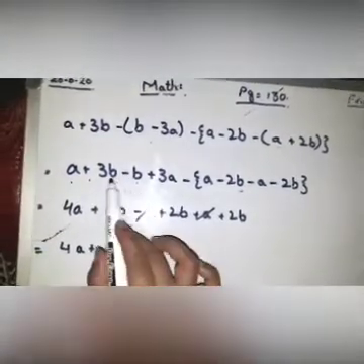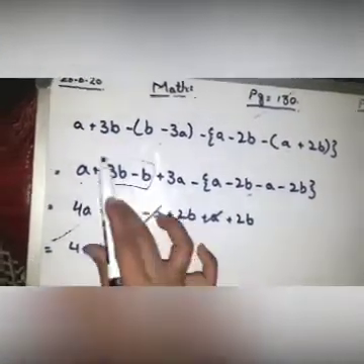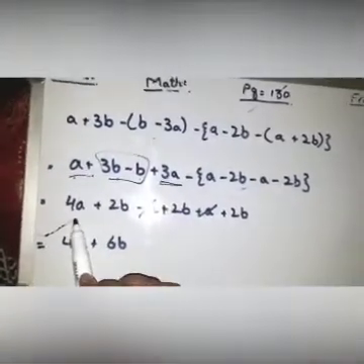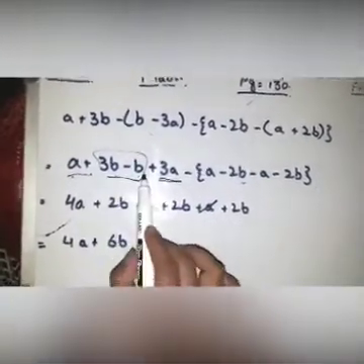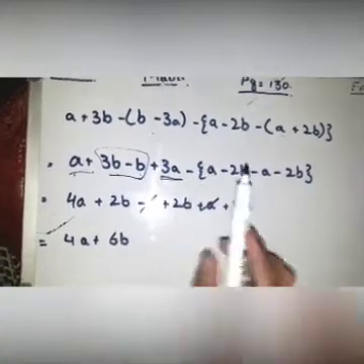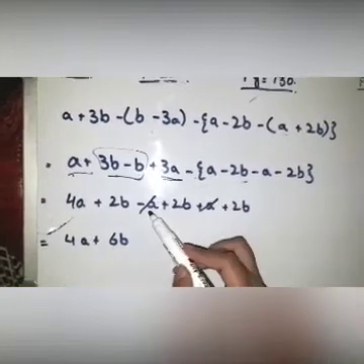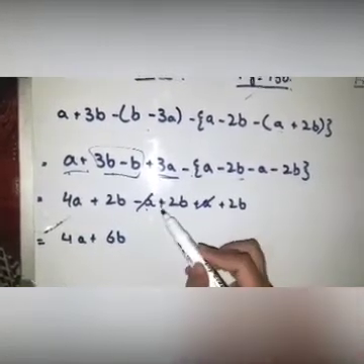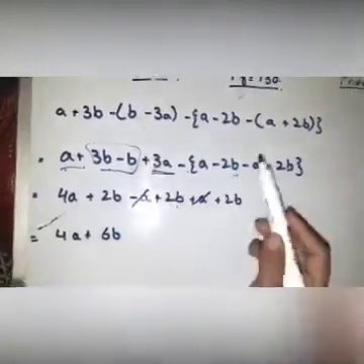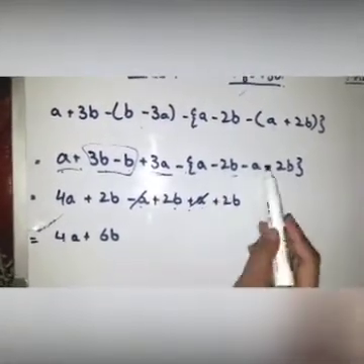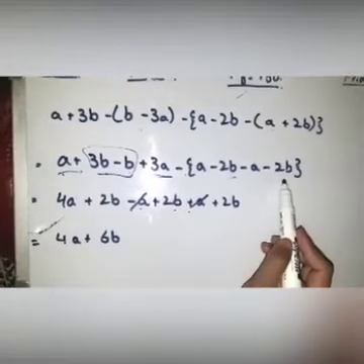Now you can see that there are two values of b and two values of a. When you add these both values, the answer will be 4a, and when you subtract it, the answer will be 2b. Then you will open this bracket: minus a minus minus plus 2b, minus minus plus this a, minus minus plus, and this 2b.